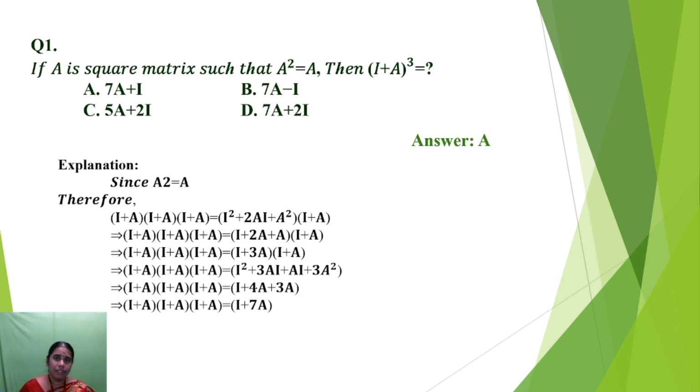Here is your explanation. They have given A square equal to A. First, they are asking about (I plus A) the whole cube. So (I plus A) whole cube can be written as (I plus A) into (I plus A) into (I plus A). On multiplying the first two, we get I square plus 2AI plus A square, into (I plus A). We know that A square is equal to A, so we replace it and get I plus 2A plus A. On adding this, we get (I plus 3A) into (I plus A). On multiplying and substituting the value for A square as A, we get I plus 4A plus 3A, which is nothing but I plus 7A, which is option A. So if A square equal to A, then the value of (I plus A) the whole cube is 7A plus I.